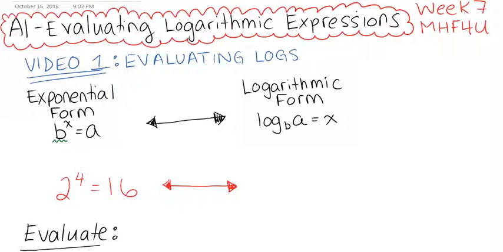Log, that b would end up here in the log base b, and then the answer a, or sometimes called the argument, would come next, and then it would be equal to x, that's actually the exponent in exponential form. That's our base, and this is our answer, or sometimes argument is what we say. And how we would say this is log base b of a is equal to x. So that b is still called the base, or maybe just log b.